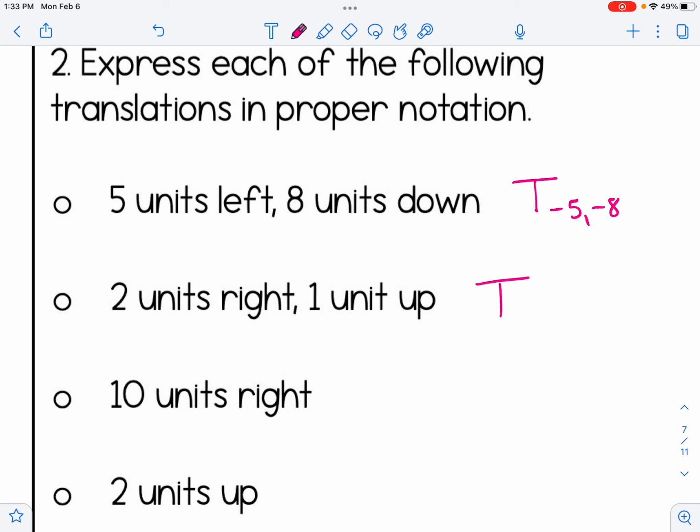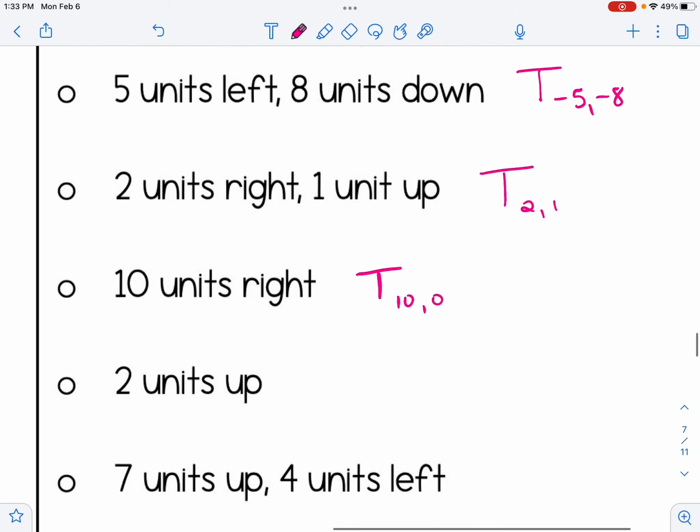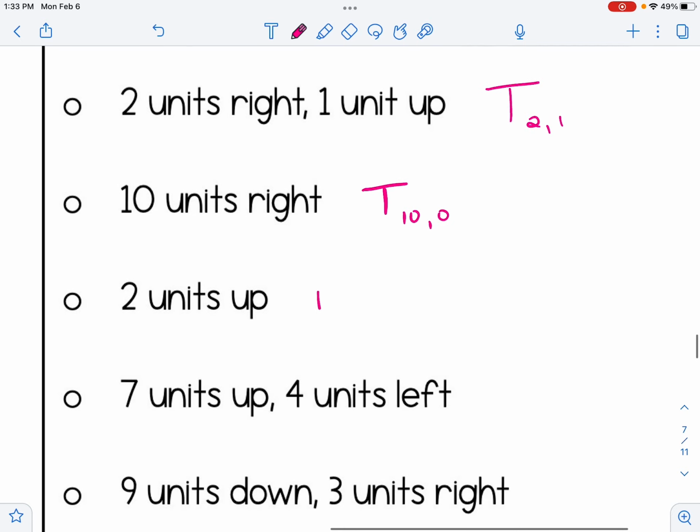The next one, 2 right, 1 up. Those are both positive indicators. Our third bullet point is just 10 units to the right. So our first number is left or right, but we do need to indicate that up or down is not occurring in this translation, so we need to fill in 0 as a placeholder. And we're going to do the same thing on the next bullet point. We are going to put a 0 in as a placeholder for left or right, and then fill in 2 here.